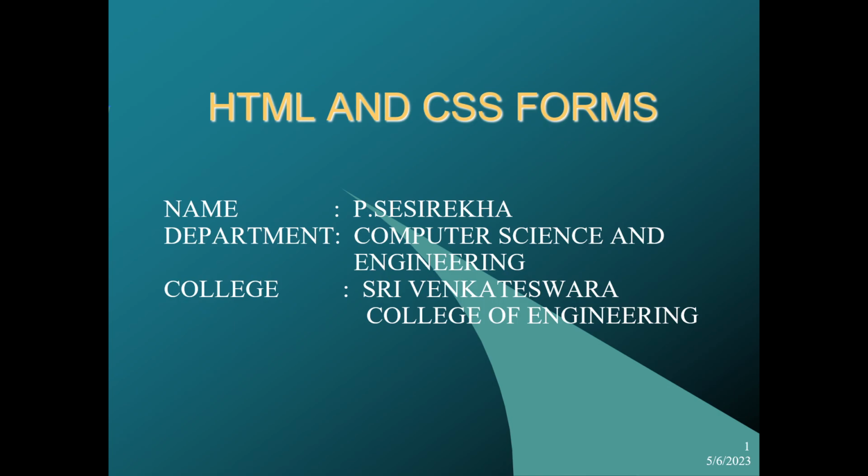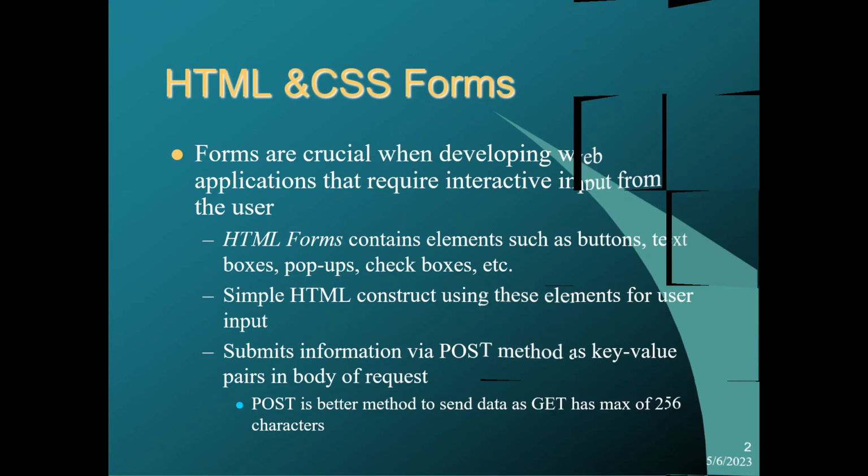Today we are discussing HTML and CSS forms. So the main objective of HTML and CSS forms is to create, process and validate forms. It creates text boxes, password boxes and text areas. It makes email, search, telephone and URL boxes.